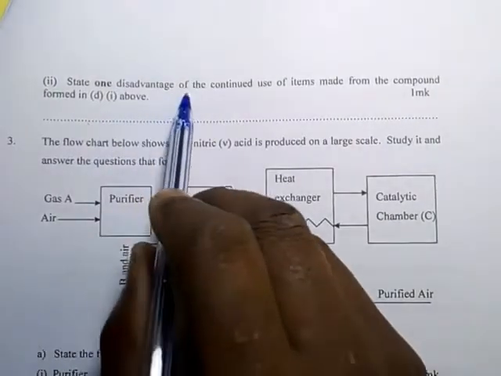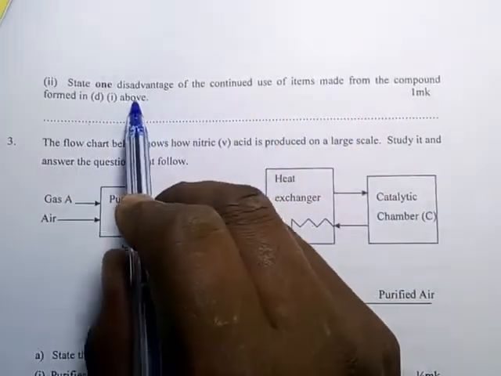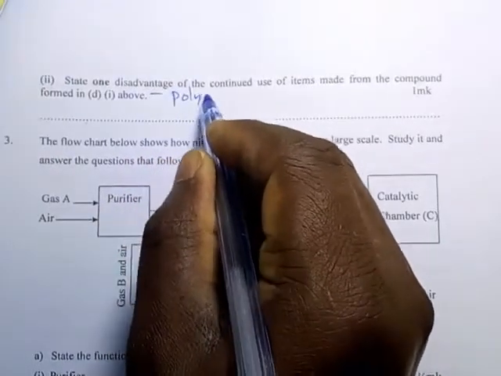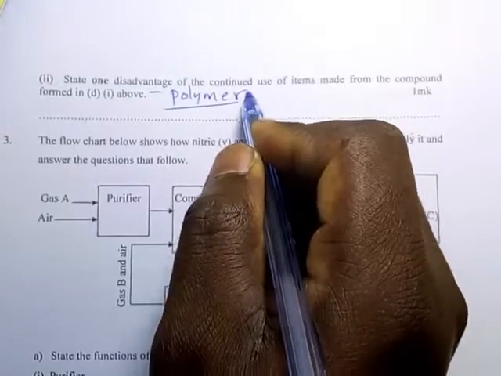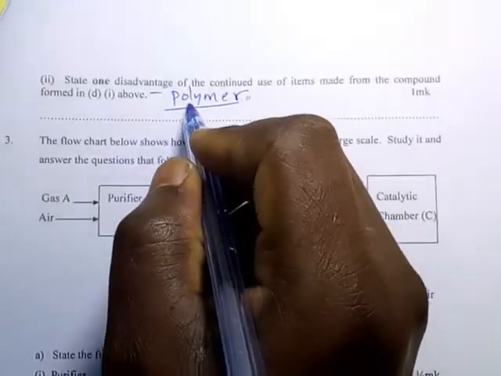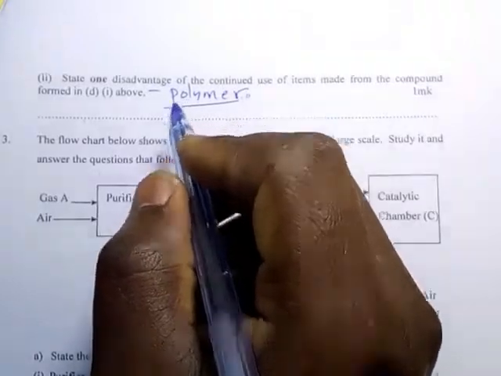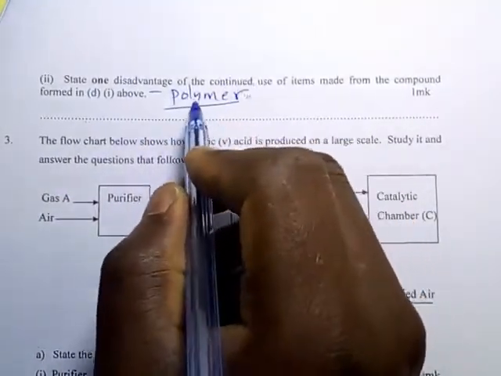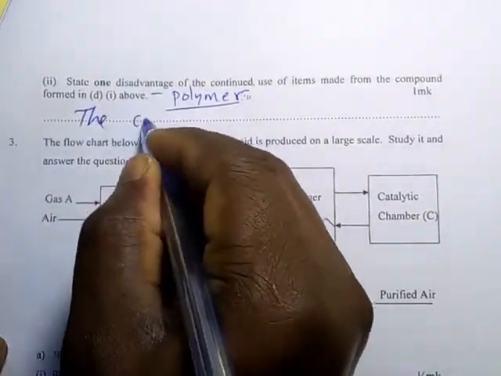State one disadvantage of continued use of items made from the compound formed in D above. The compound formed in D(i) is a polymer. What are the effects of polymers? Polymers cause pollution. The compounds formed there are called polymers, and they cause pollution. Why? Because they are non-biodegradable.